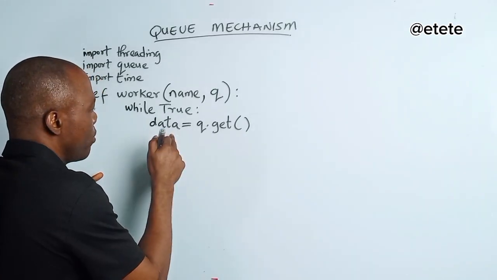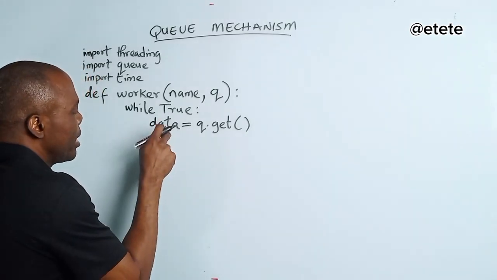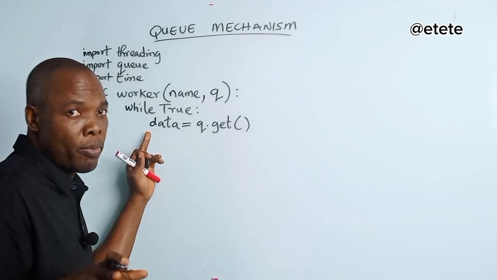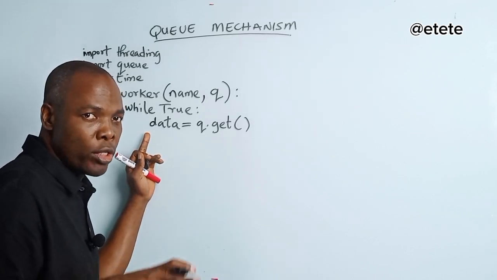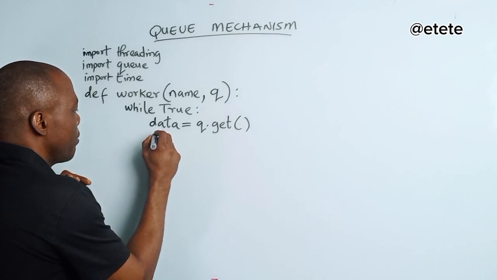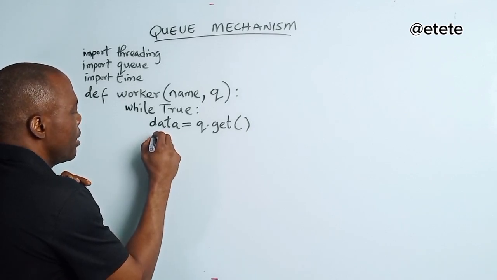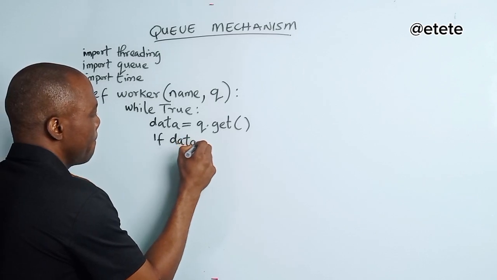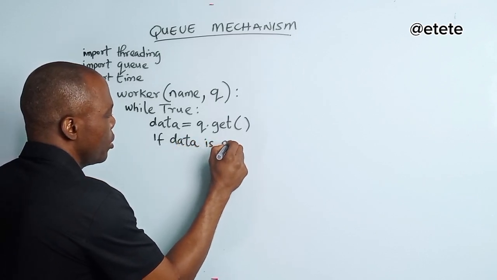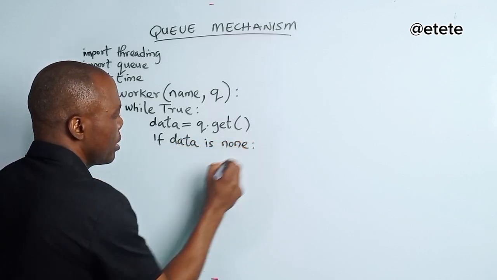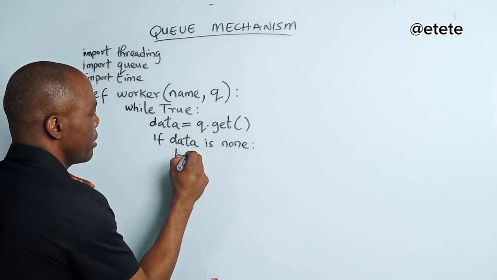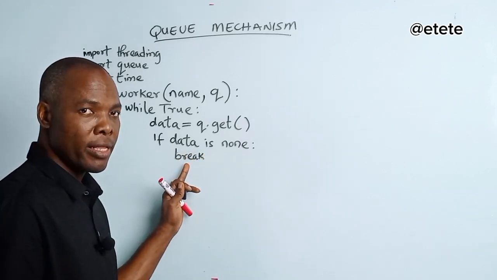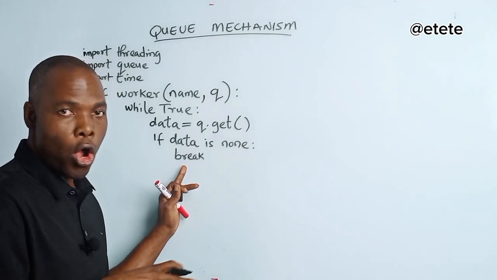Then once this is done, I will now test this data because I need to give them instruction to stop, that there is no more item on the queue again. So I will say if data is None, break. This is how I am going to end the job for the day for all the threads.